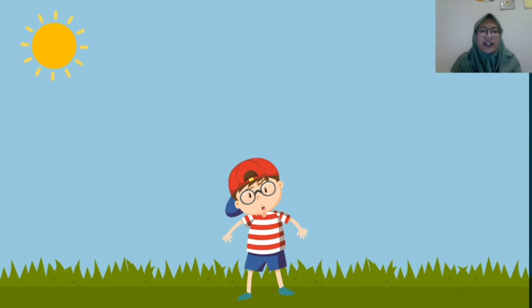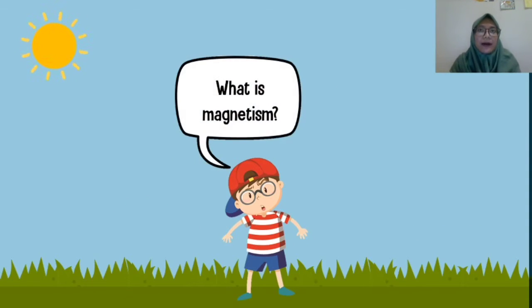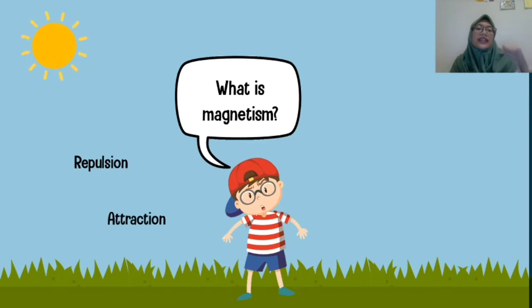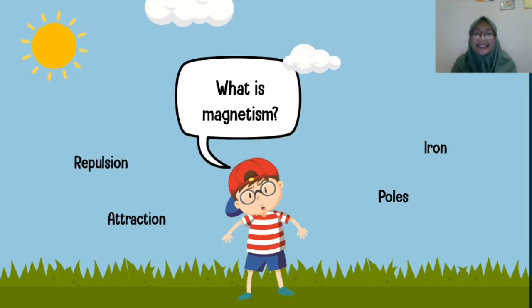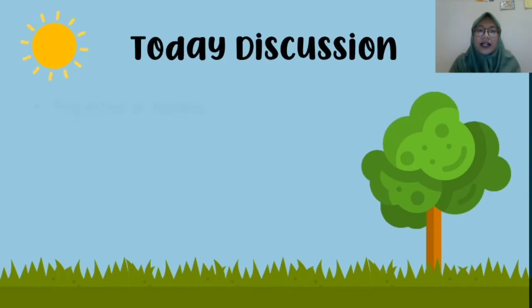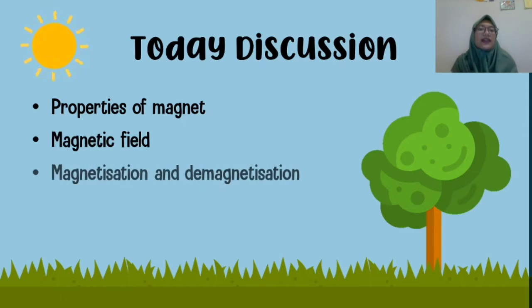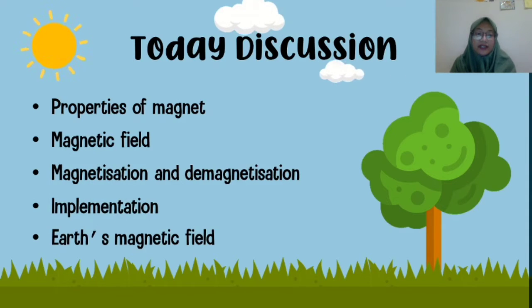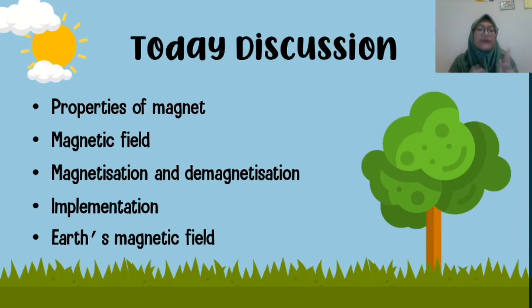So next, what do you think about magnetism? Maybe some of the words that might cross your mind when we talk about magnetism are repulsion, attraction, iron, and also poles. And yes, all of these words will be discussed in the material. In the discussion, we are going to talk about properties of magnets, magnetic field, magnetization and demagnetization, implementation, and also Earth's magnetic field.